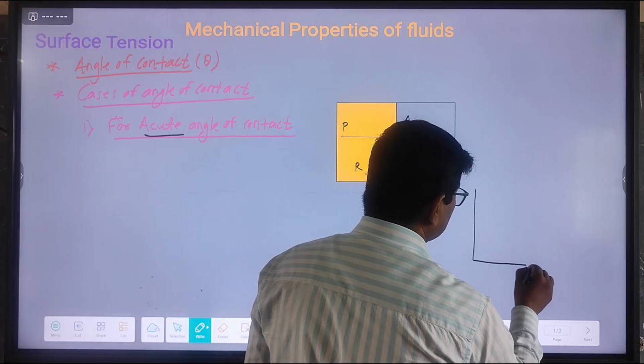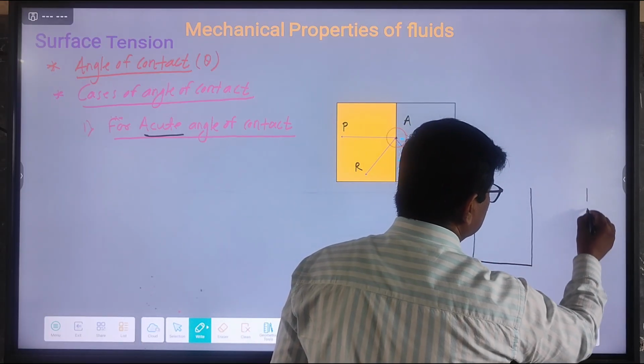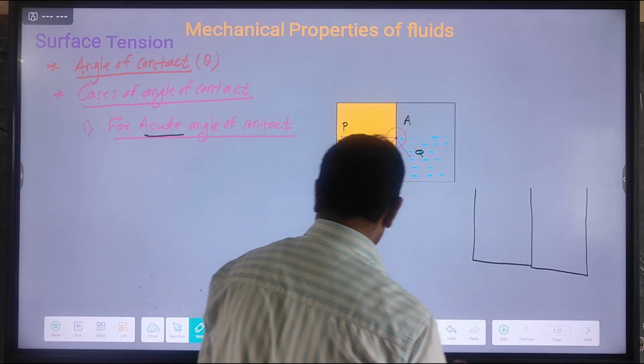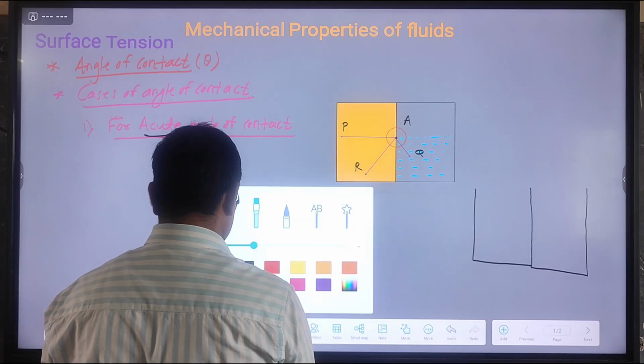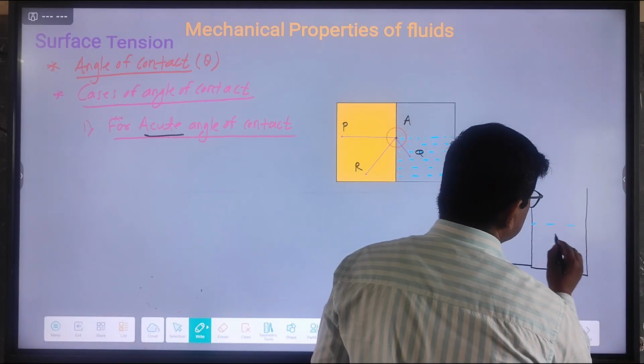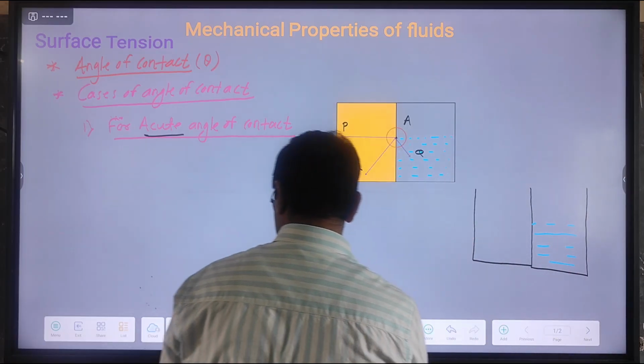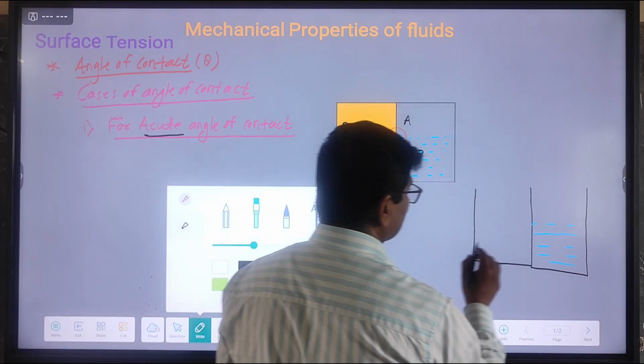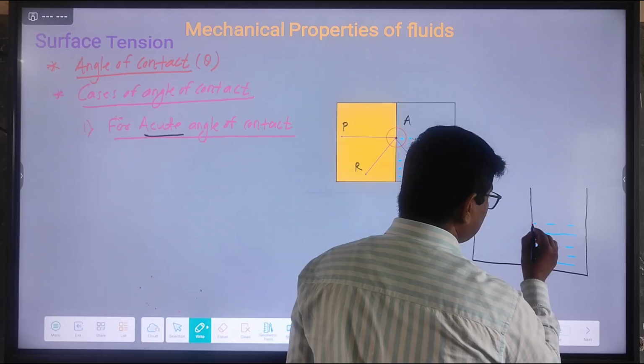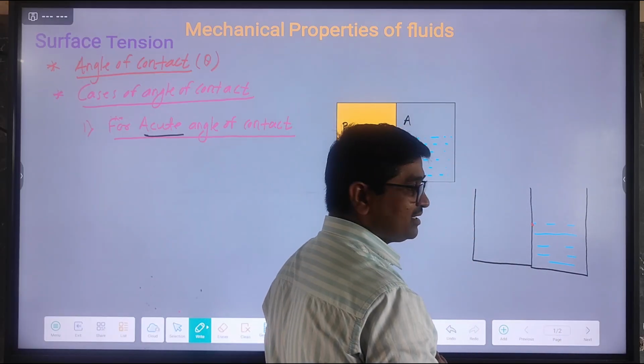let's see, this is solid. Okay, this is liquid. This is liquid. Now, initially the molecule will be here.